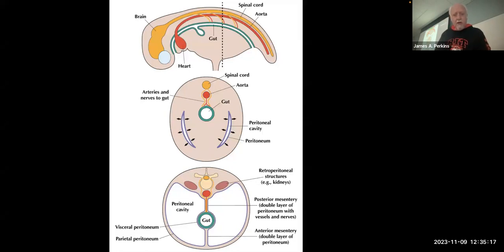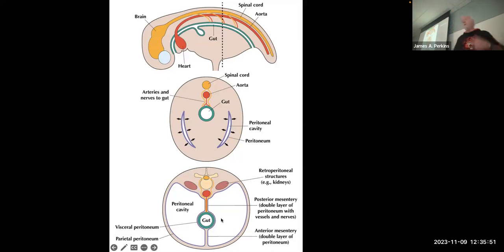Notice something else on here, that inside the posterior mesentery are all of the nerves and arteries that are supplying the structures of the gut. So in order for nerve supply and blood supply to reach the gut tube, early on in the embryo, and then the derivatives of that gut tube later in development, all of those nerves and arteries have to pass through this posterior mesentery in order to reach the gut.